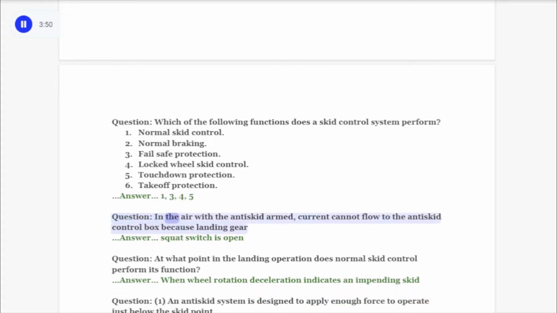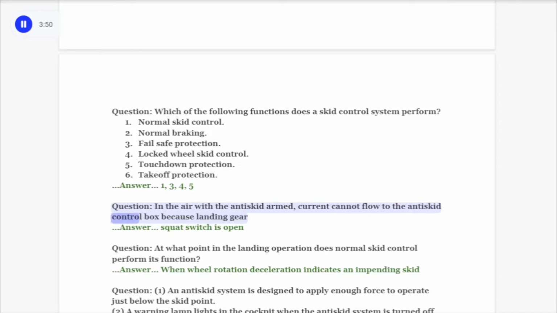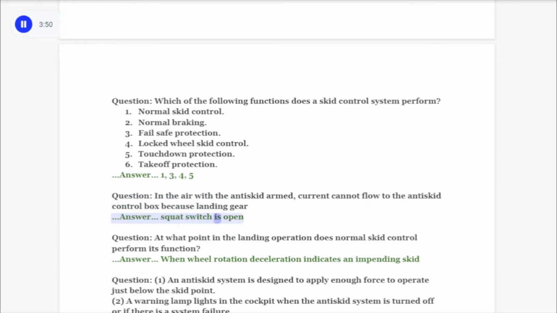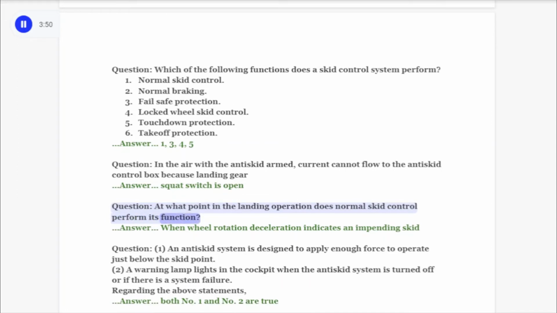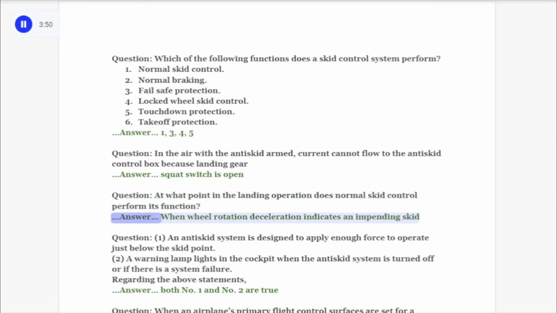Question: in the air with the anti-skid armed, current cannot flow to the anti-skid control box because landing gear. Answer: squat switch is open. Question: at what point in the landing operation does normal skid control perform its function? Answer: when wheel rotation deceleration indicates an impending skid.